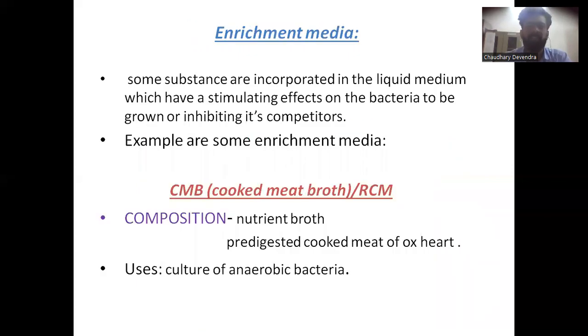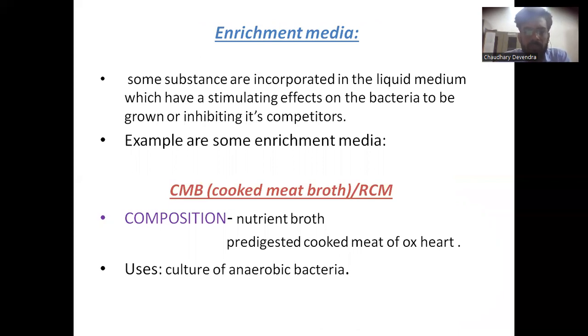Enrichment media: some substances are incorporated in the liquid medium which have a stimulating effect on the bacteria to grow while inhibiting its competitors. So it is also a type of selective medium. But they are liquid. Selective media are solid, but enrichment media are in the form of liquid medium as well as selective medium. Like cooked meat broth, RCM.